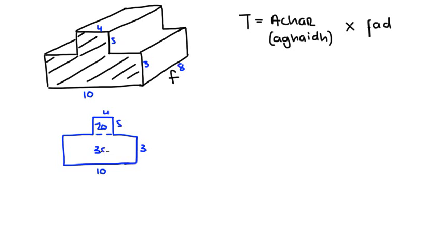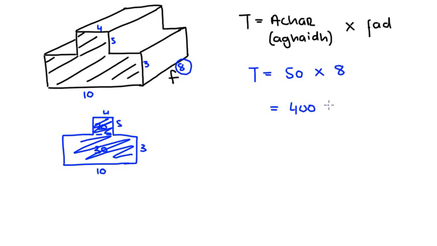Now obviously this isn't to scale or anything, it's just a quick kind of sketch. So the total area of the face is going to be equal to 50. So 20 for the smaller one, 30 for the bigger one. So the volume is going to be equal to 50 multiplied by how far it's going back, which is 8. So the volume is going to be equal to 400 centimeters cubed.